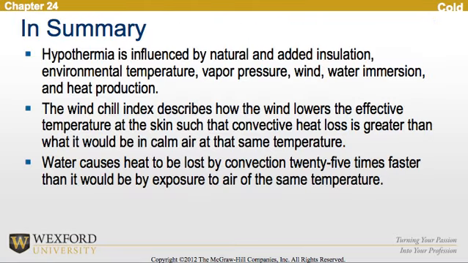So in summary, hypothermia is influenced by natural and added insulation, environmental temperatures, vapor pressure, wind, water immersion, and heat production. The wind chill index describes how the wind lowers the effective temperature at the skin, such that convective heat loss is greater than it would be in calm air at the same temperature. Also, water causes heat to be lost by convection 25 times faster than it would be by exposure to air at the same temperature.